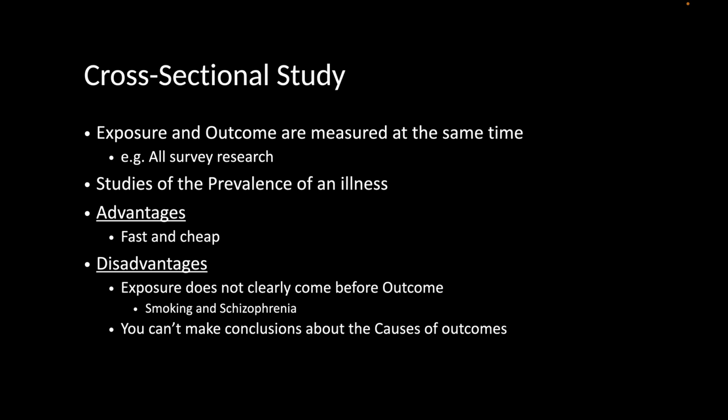But they have some pretty big disadvantages, and the biggest one is that the exposure that you measure does not clearly come before the outcome. Let's say you measure smoking. So actually a good example that has been hotly argued about in the research, which is that we find frequently when you do studies around this, that people who have schizophrenia are much more likely to smoke tobacco than people who don't have schizophrenia. And people have wondered whether smoking is in fact a cause of schizophrenia. But there's also a reasonable theory to conjecture that perhaps schizophrenia causes smoking.